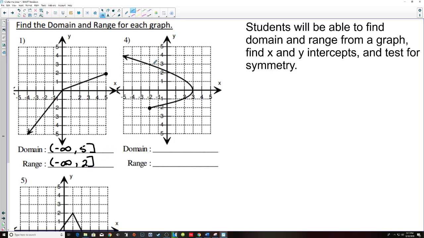On this one, we're going all the way to the left and then going to positive 3. So the domain will be negative infinity to 3. And then the range is the bottom y value that we're using is negative 2. And then this is going up and left forever. So up to infinity.